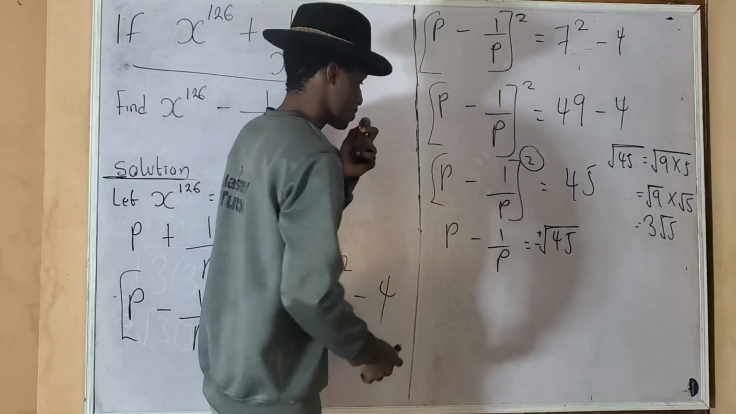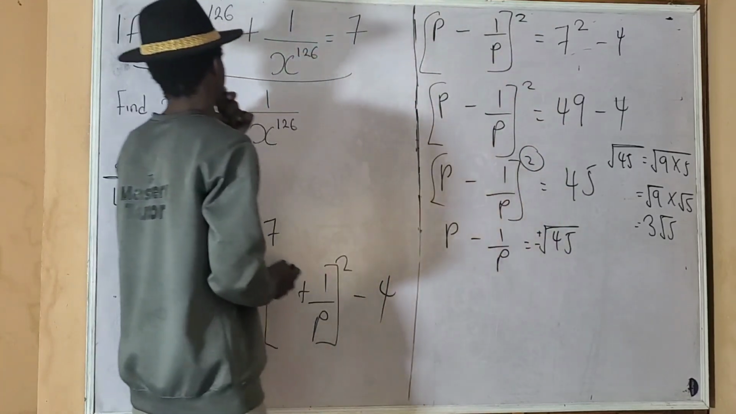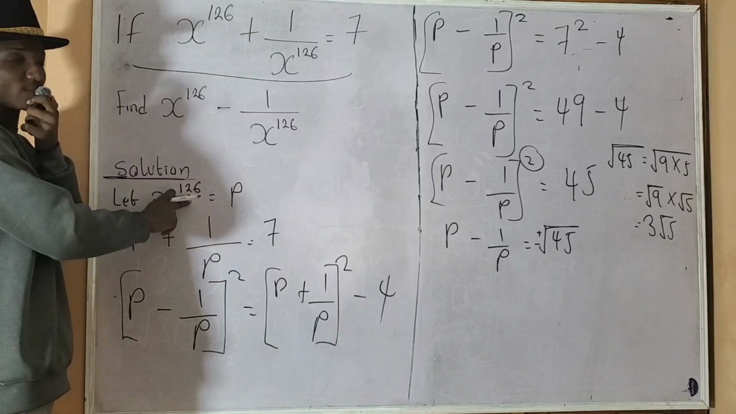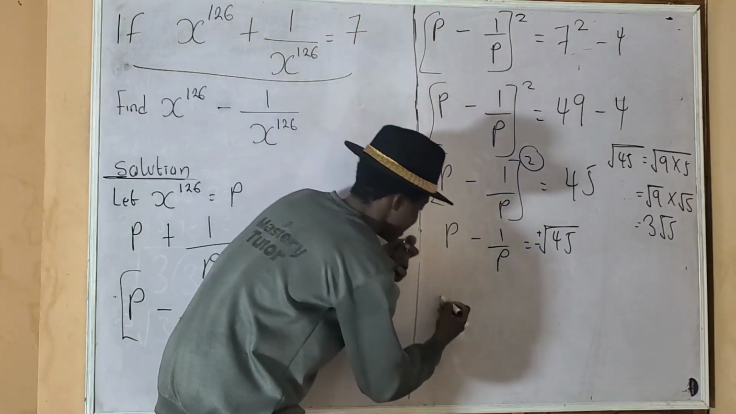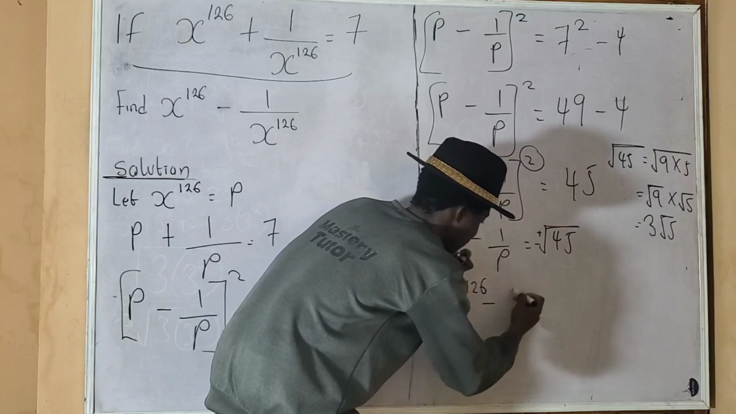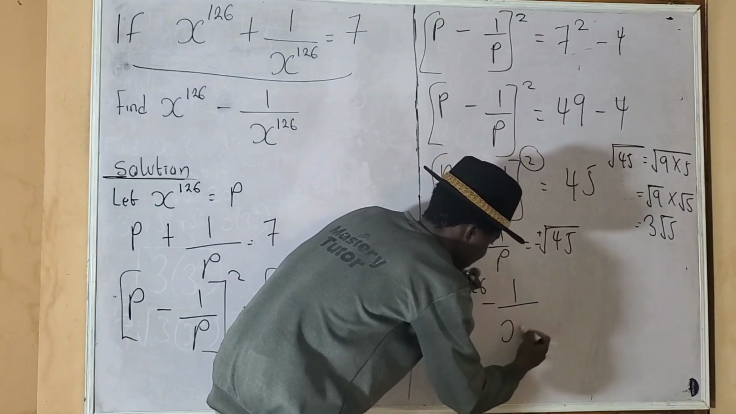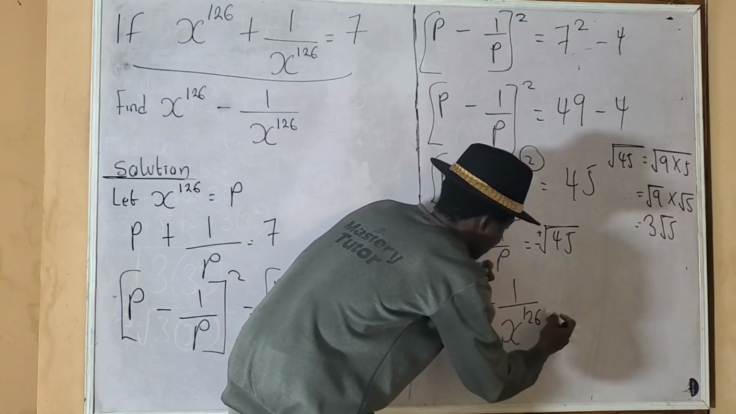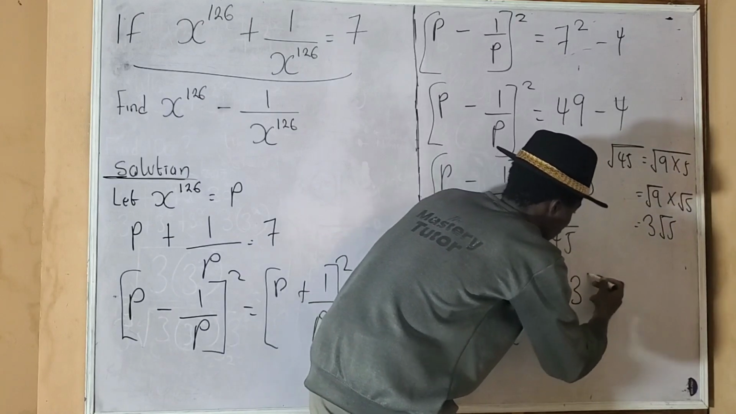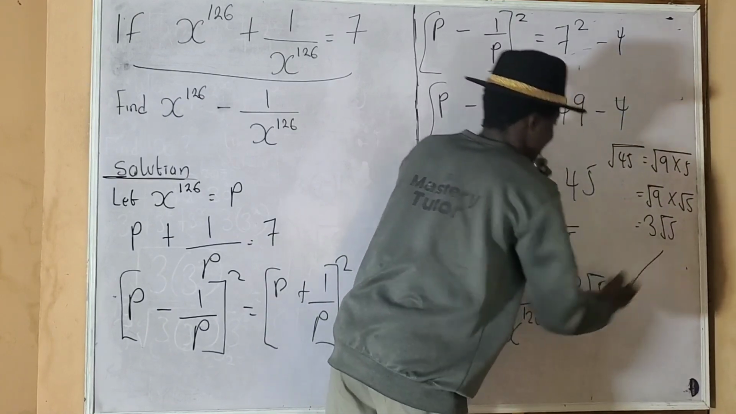Are you getting it? So for this, do not forget that p is what? x raised to the power of 126. So I'm going to have x raised to the power of 126 minus 1 over x raised to the power of 126 equals plus or minus 3 root 5, which is the final answer.